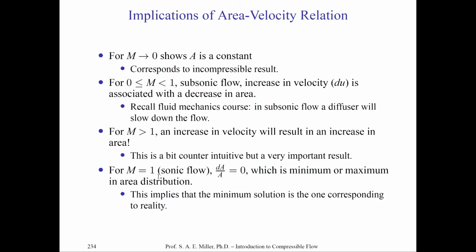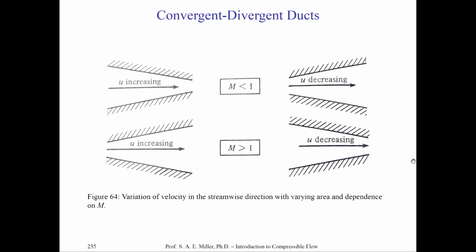Interesting. Let's interpret this graphically for, of course, your understanding. Here in figure 64 of this slide deck, I wrote the variation of velocity in the streamwise direction, that is the direction of the flow, with varying area and dependence on M.